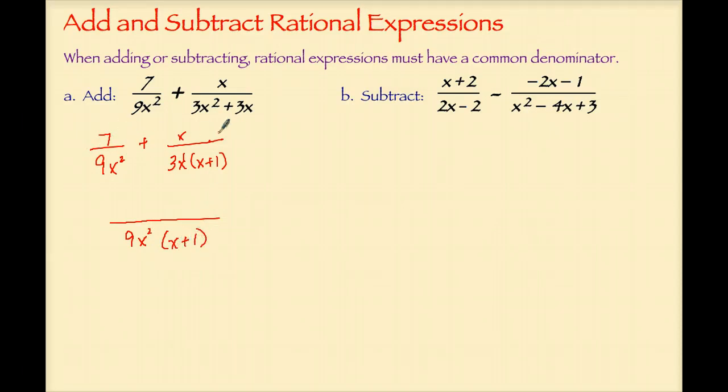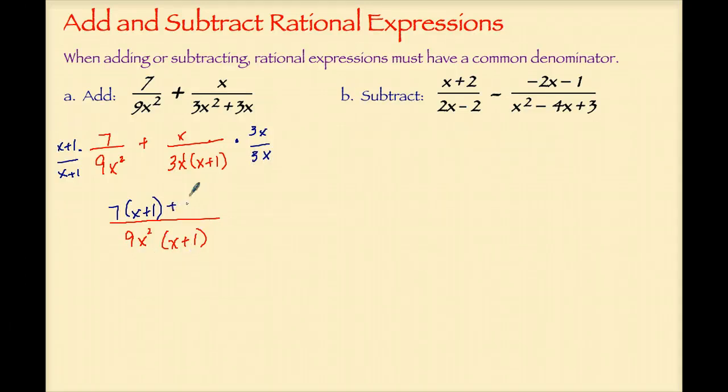Now let's see how each numerator must be changed accordingly. This fraction needs to be multiplied by x plus 1 over x plus 1 for the current denominator to now match the new denominator. That means this numerator is going to change to 7 times x plus 1. This fraction is going to need to be multiplied by a 3x over 3x. It has the x plus 1, it has one of the x's and one of the 3's, but needs another 3 and another x to match the new denominator.